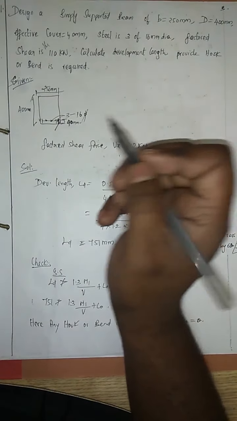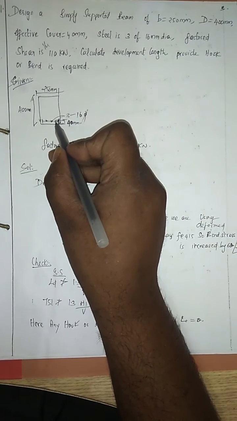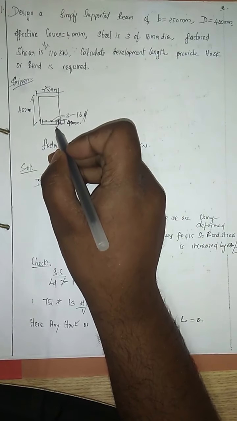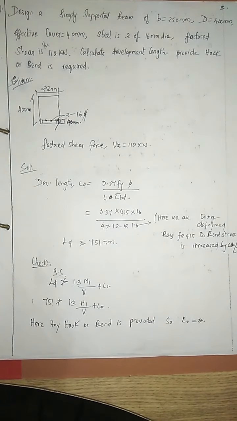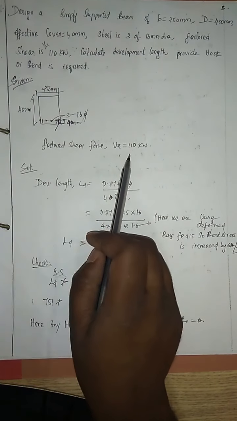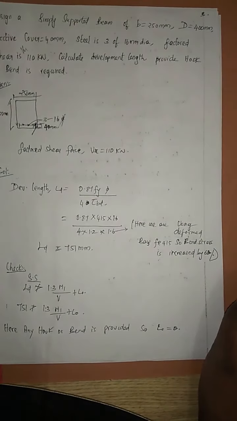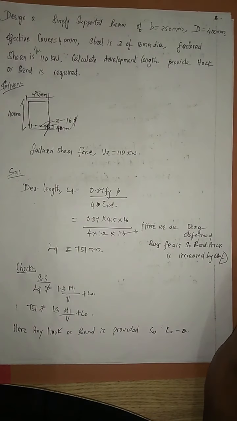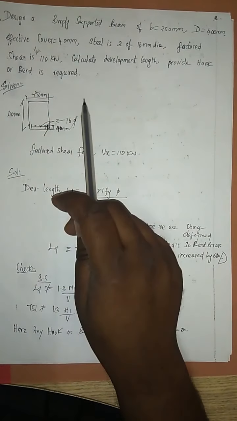Cover is nothing but the distance between the bottom rod and the concrete, that is called cover. And what is given? Factored shear force Vu is equal to 110 kilonewton. So solution. First what do we have to find?